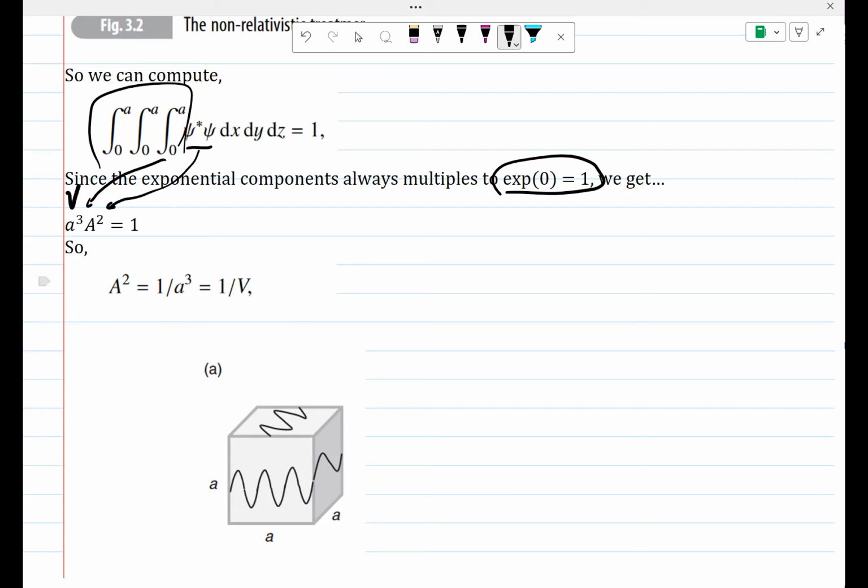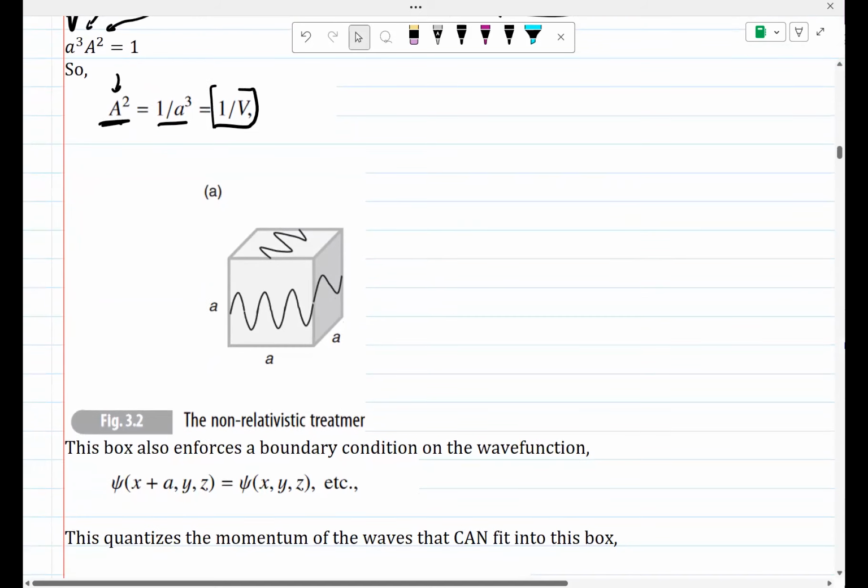Right, that means the condition you can impose is that whatever this amplitude squared is has to be 1 over the length of each of these cube sides to the third power. In other words, 1 over the volume of your cube, okay? So the bigger the amplitude, the smaller the volume. They're inversely proportional to each other, okay?